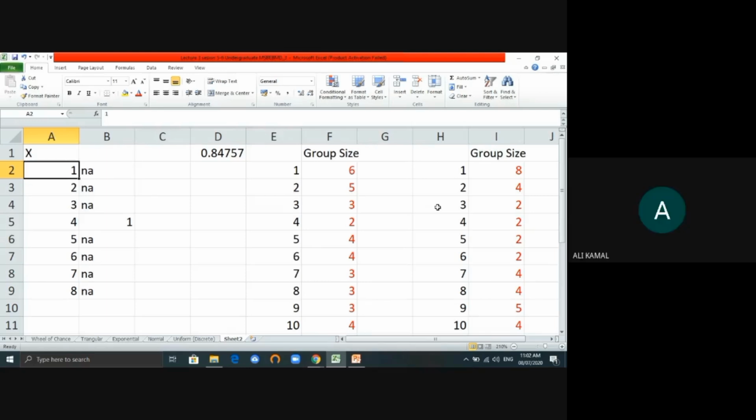Sir, it is bounded. What is the lower bound? Sir, 1. What is the upper bound? 8. Okay, thank you very much for the answer. So the group size is bounded. The lowest number of people in the group is 1. The highest number is 8.